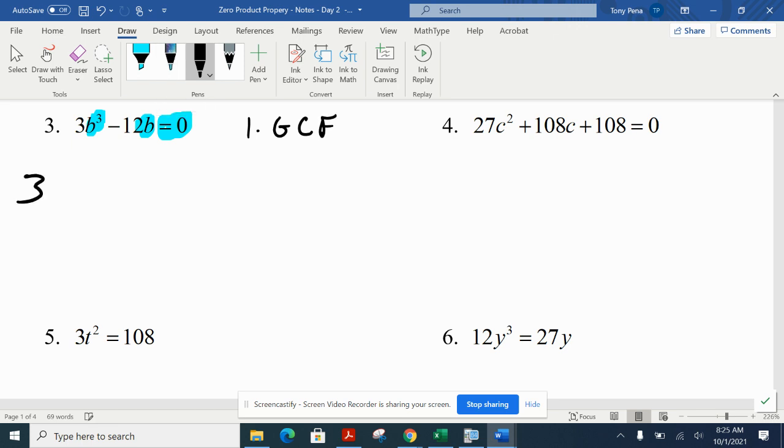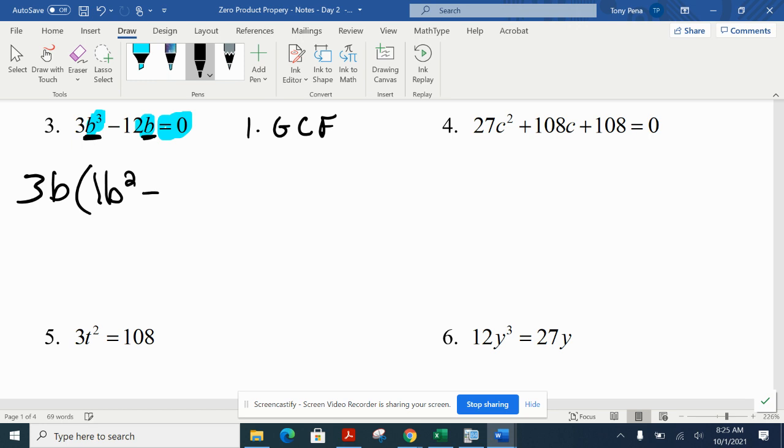So everybody that I looked at knew that we had a 3. That's a common factor. That was not a problem. A lot of people miss the b's though. If this has 3 b's and this has 1, don't they all have at least 1 b in common? So that's part of your common factor. So 3b should be what we're pulling out of our parentheses. And then what's left over, 3 times a 1 would give us the 3. And then if I had 3 b's and I pulled one of them out, I'm only left with a b squared.